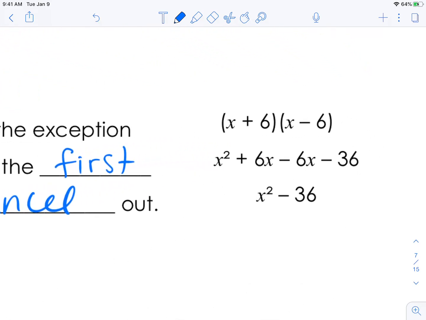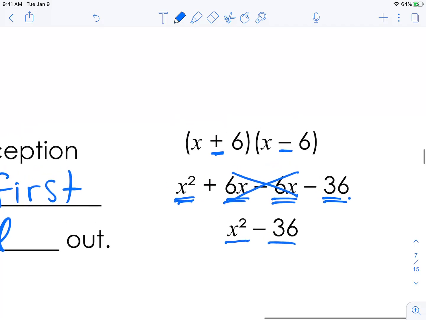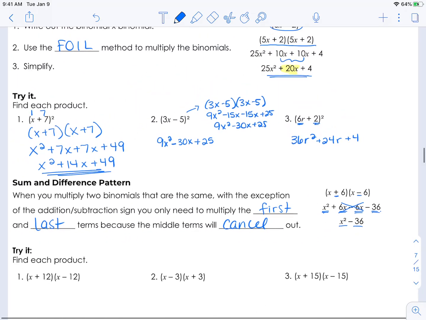And if you look over here, this is why. These are identical except for this, and it only works if they are identical except for the signs. So when you FOIL, you get this, you get a 6x minus a 6x, and then here. This is always going to cancel out. So all you have to do when you see something like this is square the first and the last terms. Or I'm sorry, multiply the first and last terms.